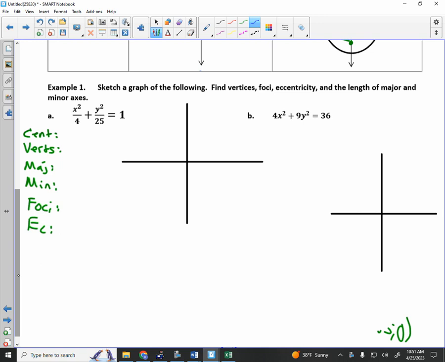What's the center? 0, 0. There's no minus or plus for the x and y, so we just have 0, 0. How many units do I go in the x direction? It is 2. It's the square root of 4. So I go 2 units in the x direction. How many units do I go in the y direction? 5.